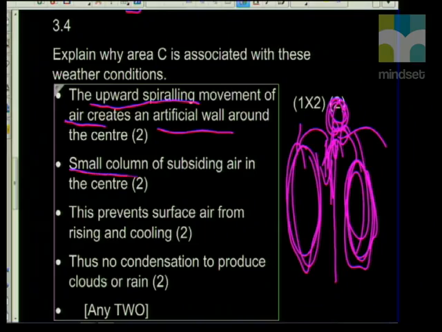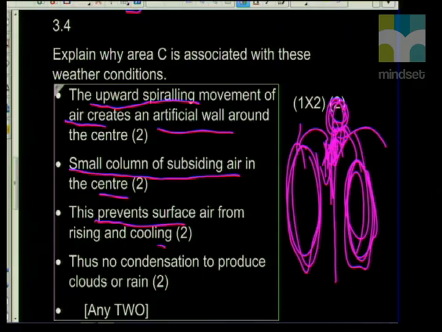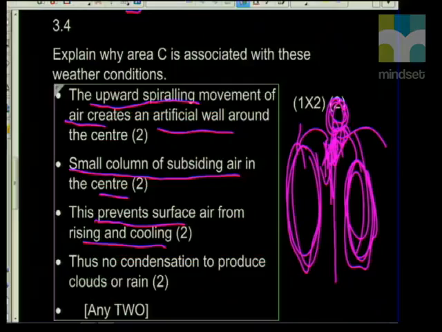The small column of subsiding air in the center, remember, it's hot here, so only a little subsides. By the time it subsides, it heats up and is pushed out. It prevents the surface air from rising and cooling to such a level. Remember, it rises, but it will only cool when it reaches dew point temperature. So it prevents it from rising to such an extent that it cools down to dew point temperature and forms a cloud. It keeps it there. And then your divergence happens there.